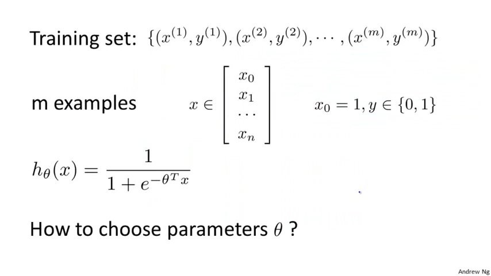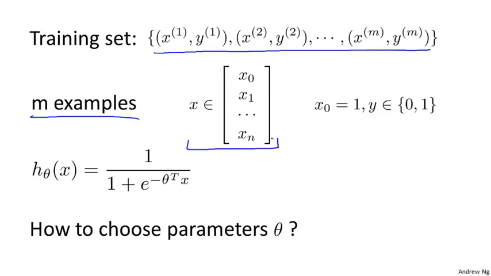Here's the supervised learning problem of fitting a logistic regression model. We have a training set of m training examples, and as usual, each of our examples is represented via a feature vector that's n plus 1 dimensional. And as usual, we have x0 equals 1. The first feature, or 0 feature, is always equal to 1. And because this is a classification problem, our training set has the property that every label y is either 0 or 1. This is our hypothesis, and the parameters of the hypothesis is this theta over here.